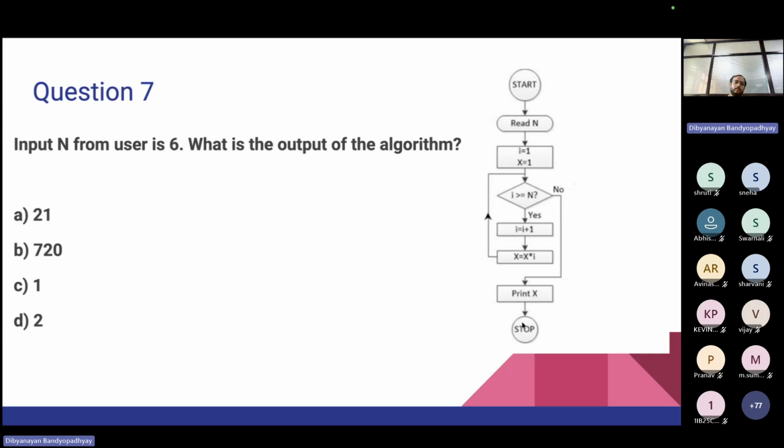So it will print 1 and the algorithm will stop. So this is how you have to read it. Now suppose instead of 6, it is some value which is lesser than, what is that called? I, right? So let's suppose n from the user is now 0. Then read 0 here. You come here, I equal to 1, x equal to 1. Then you go here, because there is no other way around. You follow the arrows only.